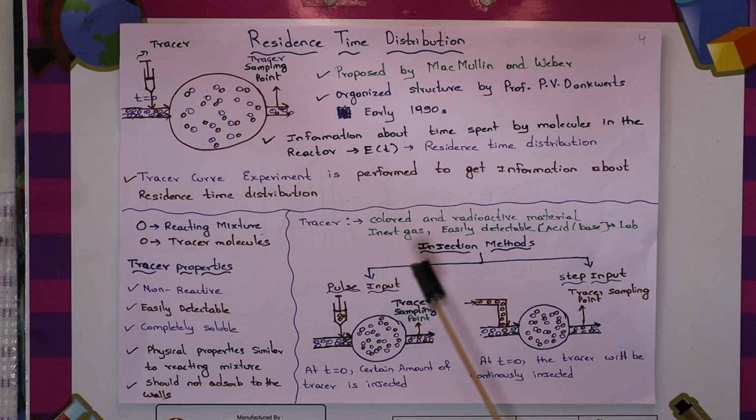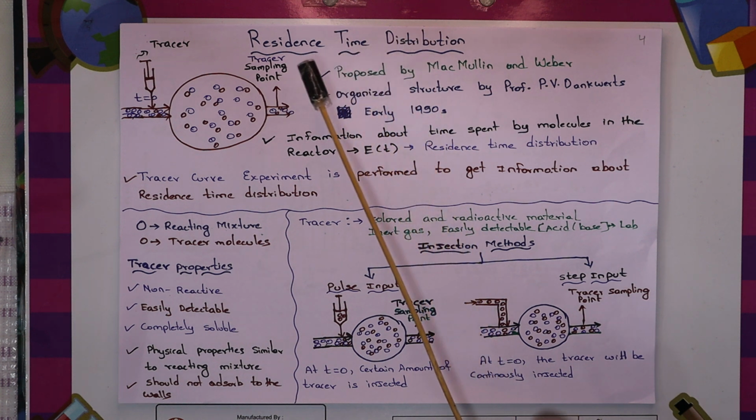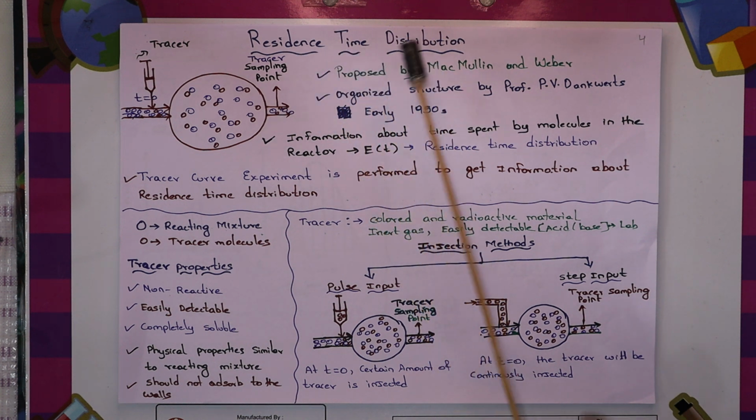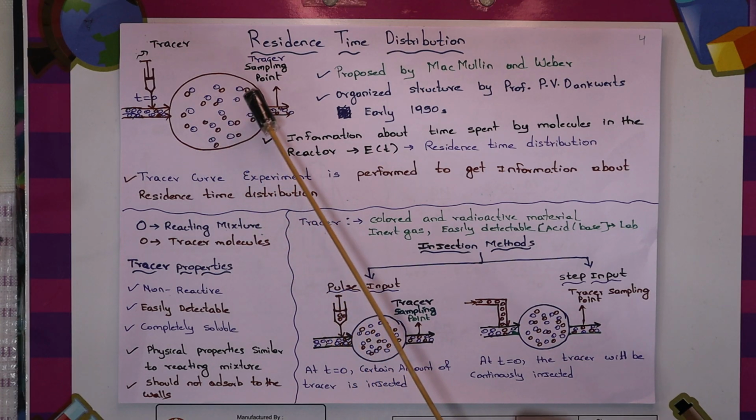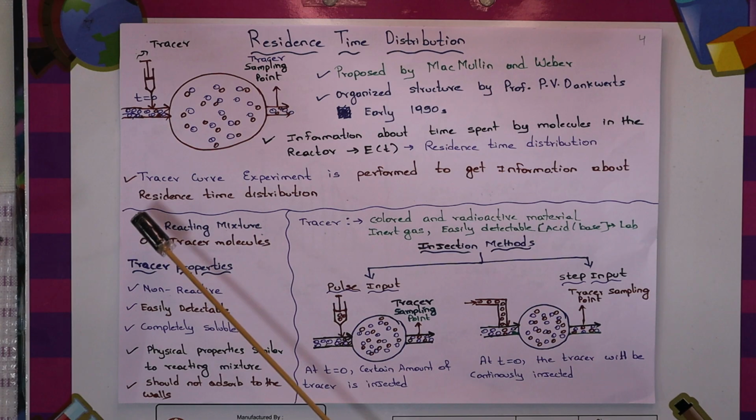So let us start with RTD experiments. What is called residence time distribution? It is information about the molecules spending time in the reactor, especially the time information.